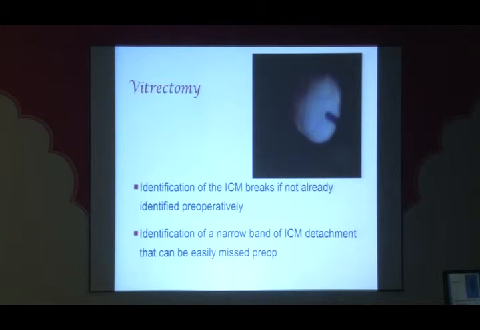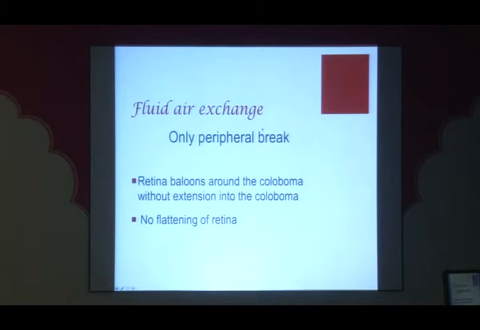Now when you do fluid gas exchange, you will find actually the behavior will tell you what you're dealing with. If it's only a peripheral break and you just suck out the water from the disc area or colobomatous area without going into subretinal space, you'll find that the retina balloons around the coloboma without extensions into the coloboma at all. The fluid stops short there and it balloons around it. It tells you there is no exit path for this subretinal fluid and there's no flattening of retina taking place. Here you can create a peripheral retinal break.